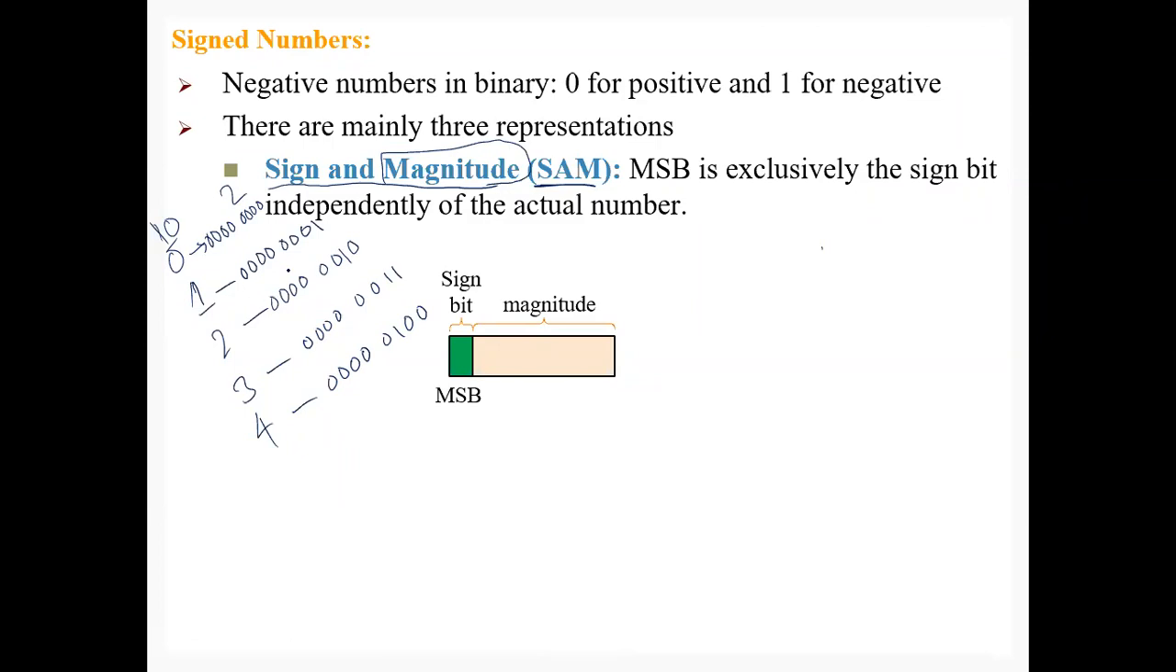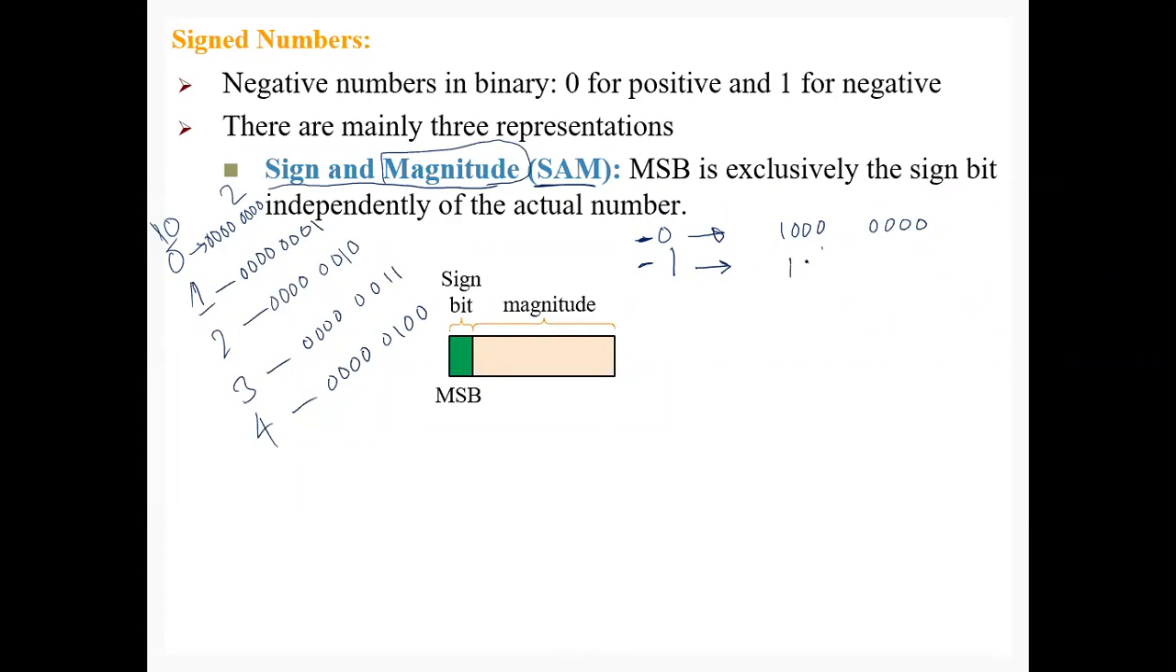Now, what is the negative of 0 then? Negative 0 is 1, 0, 0, 0, 0, 0, 0, 0. That's fine for now, because it's the same thing. If you want to represent negative 0, you have to represent it like that. If you want to represent negative 1, you might ask me a question here, but I'm ready.